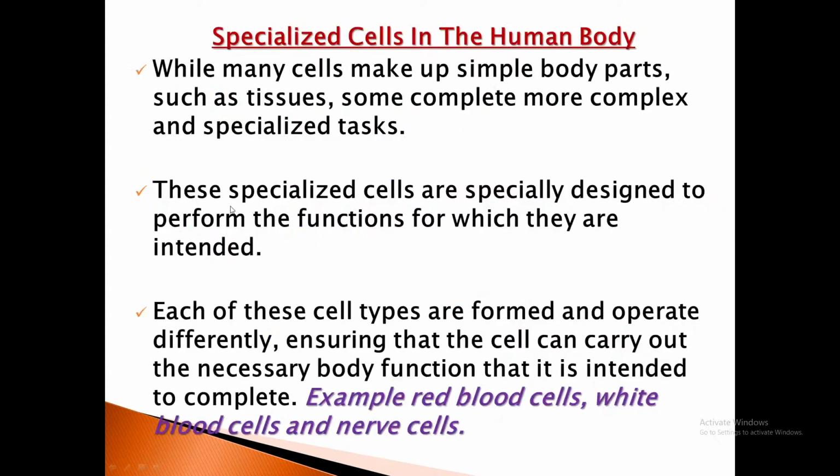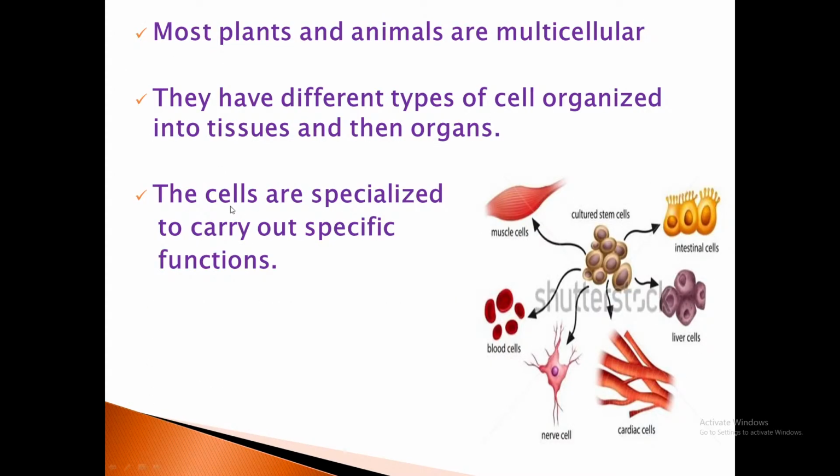Looking at the second pointer, they have different types of cell organized into tissues and then organs. What they are saying is that in terms of human body development, the smallest unit is the cell. Cells join together to form what is known as tissue, and then different tissues join together to form an organ. You understand?